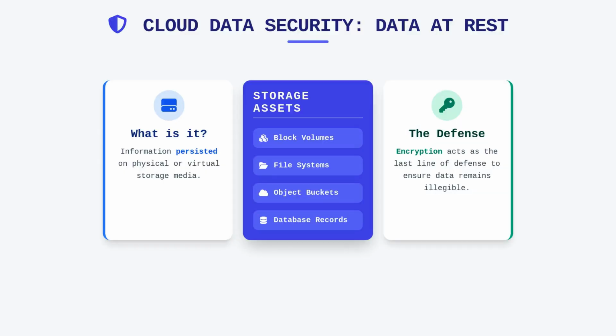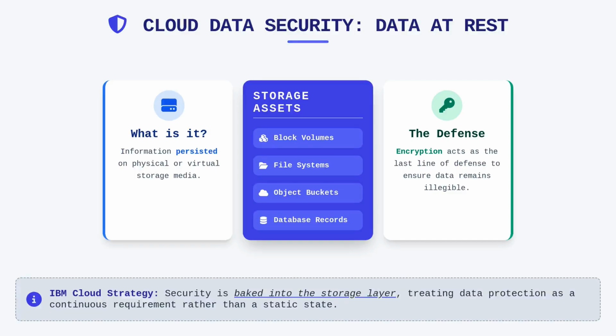In these scenarios, encryption acts as a last line of defense, ensuring that even if the underlying storage medium is physically compromised or accessed without authorization, the actual data remains illegible without the decryption keys. IBM Cloud ensures that these volumes and buckets are encrypted, providing a foundation where security is baked into the storage layer. Whether you are dealing with a standard database instance or a high-performance block storage volume for your virtual servers, the protocol remains consistent in its application of cryptographic algorithms. You should view data at rest not as a static state, but as a continuous requirement for protecting the integrity of your workloads against unauthorized access.